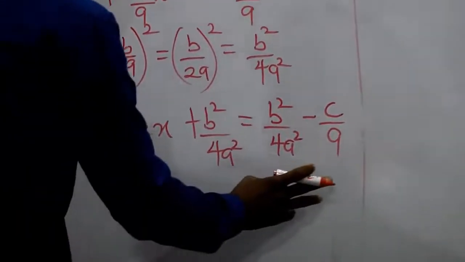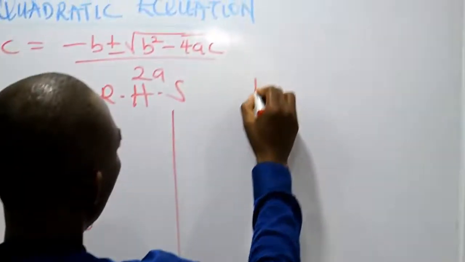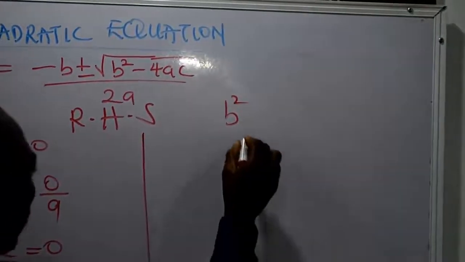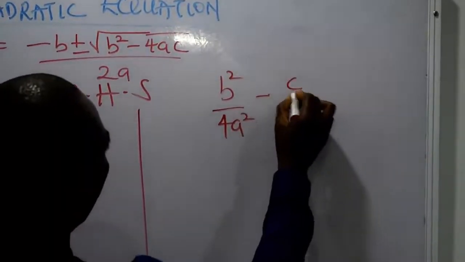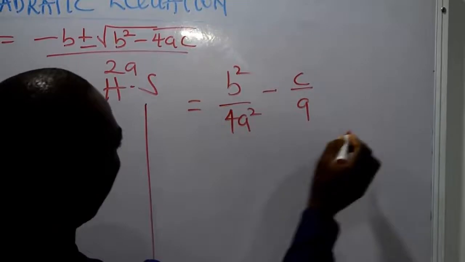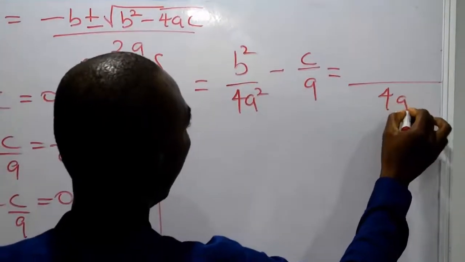Now we are going to take the square root on both sides. Right hand side now, don't forget plus or minus. Don't forget your plus or minus. The left hand side will cancel the square, x plus b over 2a, equals the right hand side, which is minus c over a plus the LCM of 4a squared.